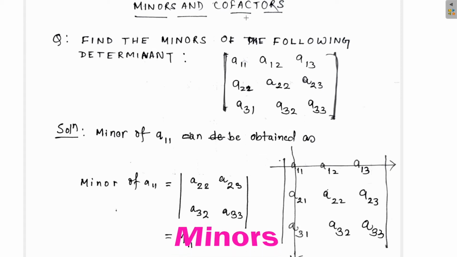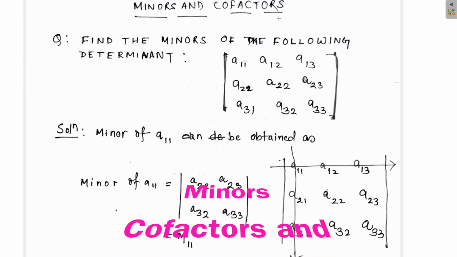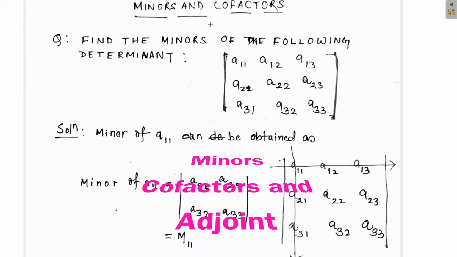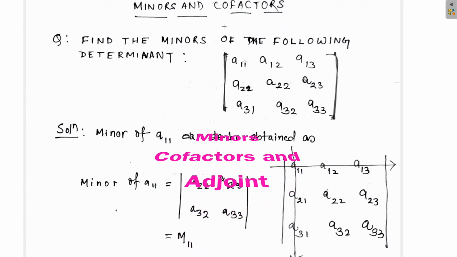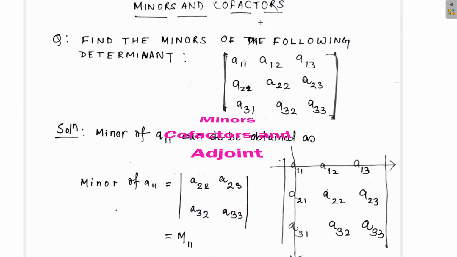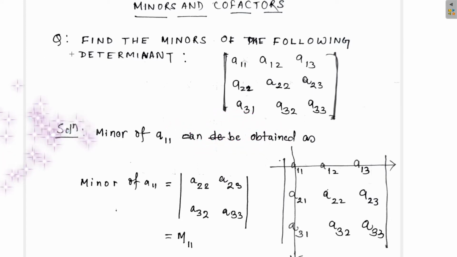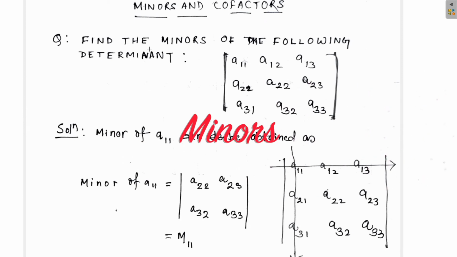Hello friends, today I'll discuss minors and cofactors. Also, we have the topic of the adjoint of a matrix, how to find the adjoint, and a few examples. So let's start with the first example.